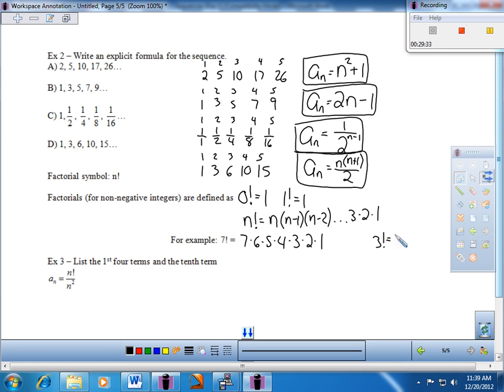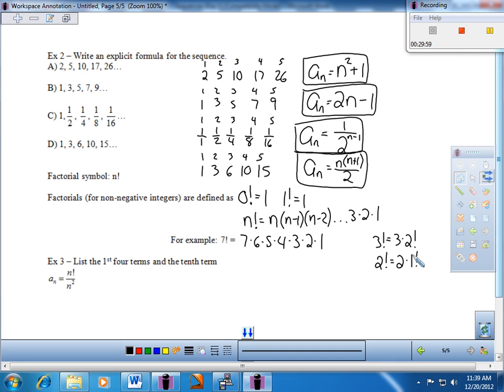Well, another way to describe that is that it's going to be 3 times 2 factorial. So 3 times 2 times 1 is really 3 times, well, 2 times 1 is 2 factorial. Which means, of course, 2 factorial is really the same thing as saying 2 times 1 factorial, right? 2 times 1, and 1 factorial is 1. Hope everyone's okay with that piece.